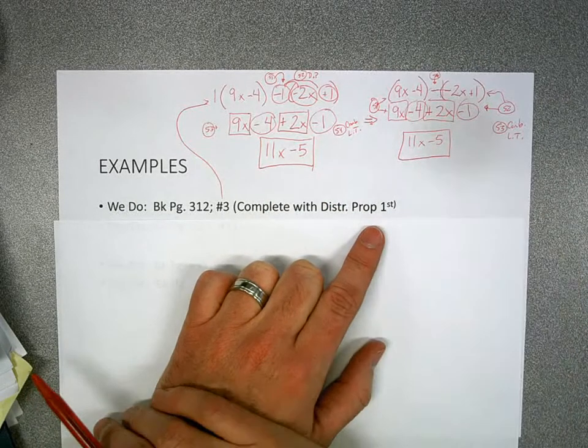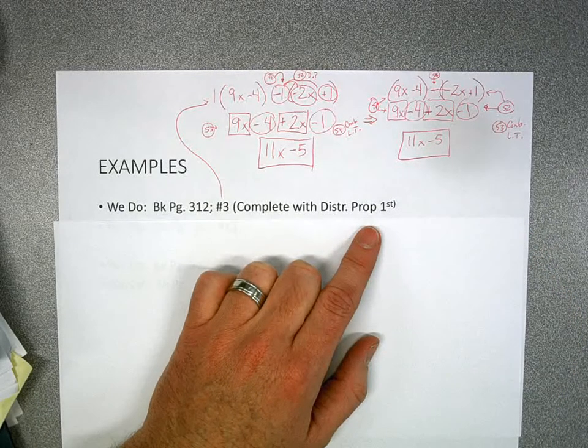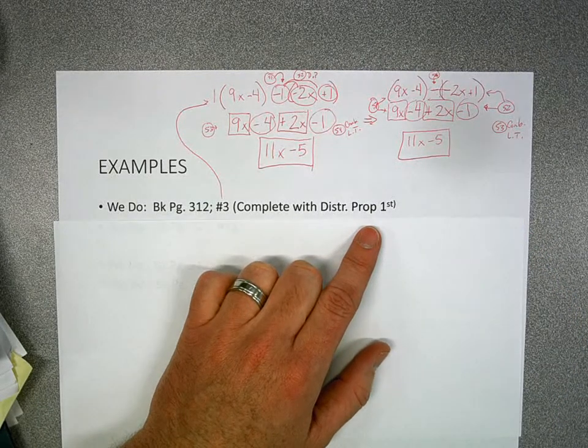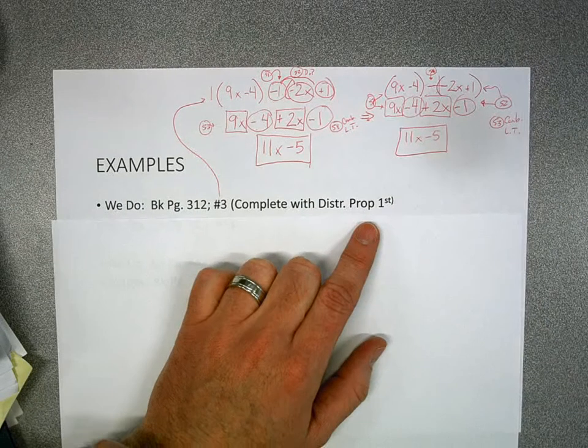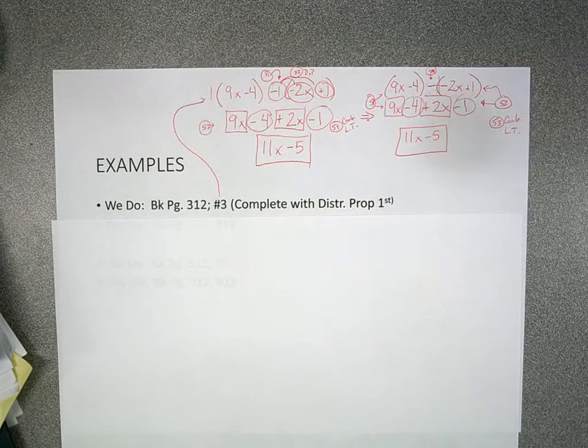If you realize that, then all you have to do is rewrite the second expression by changing all signs in the parentheses on the second expression, okay, with that subtraction sign in front, and combine like terms. Okay? Any questions about that?